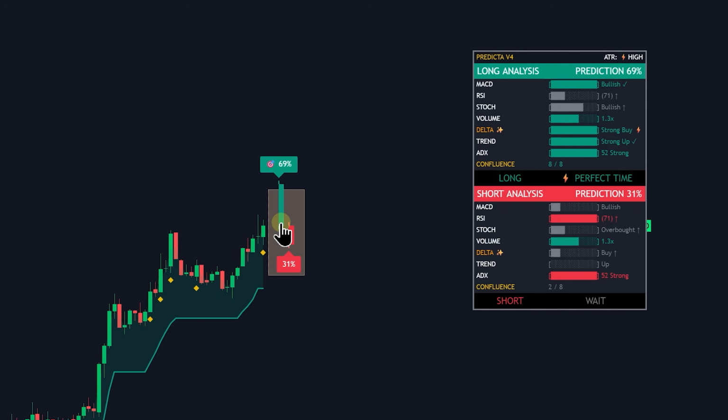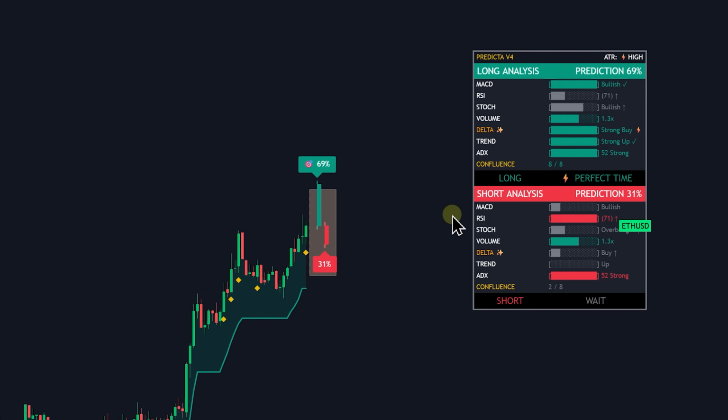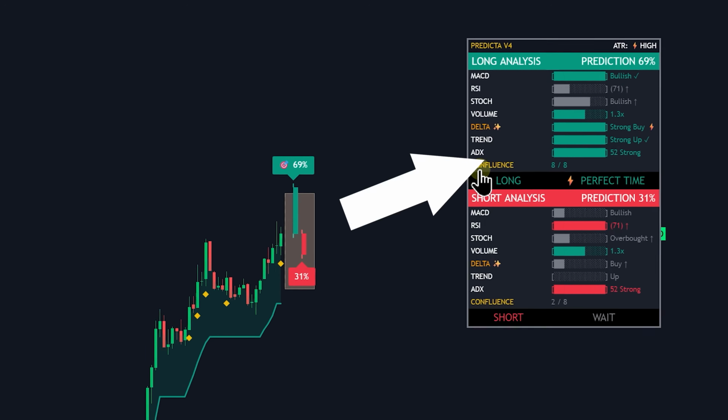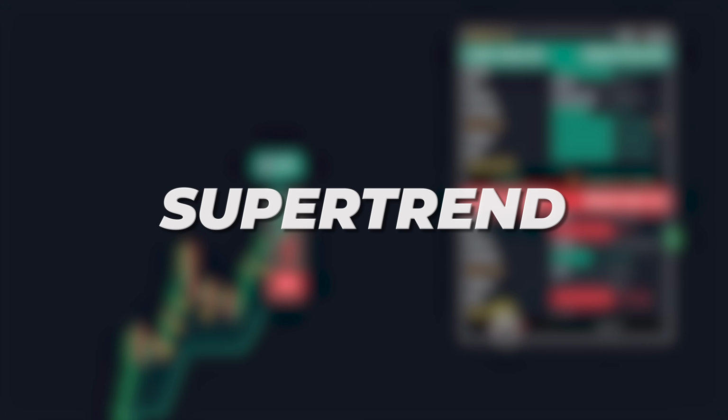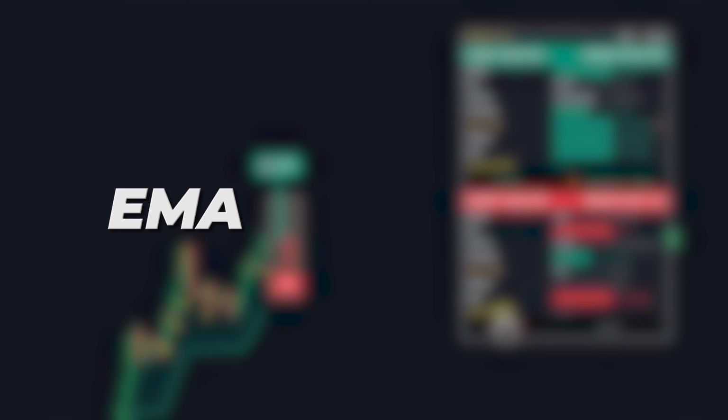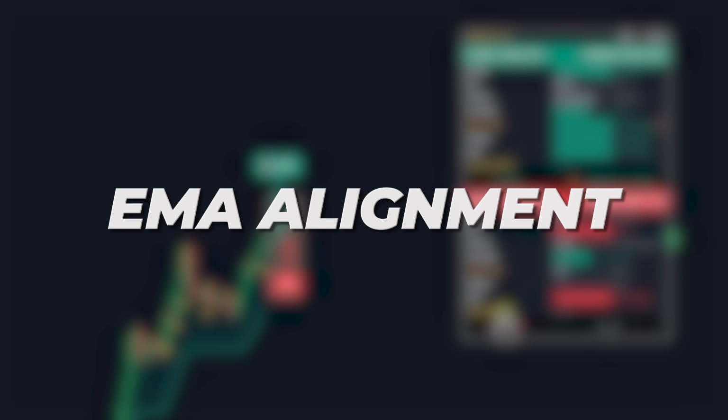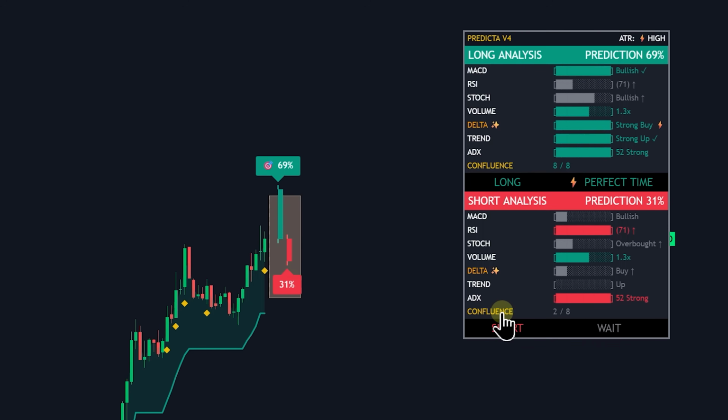But prediction percentage alone isn't enough. We also need to check the confluence score. The confluence score is shown out of 8. The indicator uses an 8-point confluence model. Number 1, it checks the SuperTrend to determine the overall trend direction. Number 2, the EMA alignment between the 8, 21, and 50 period EMAs.